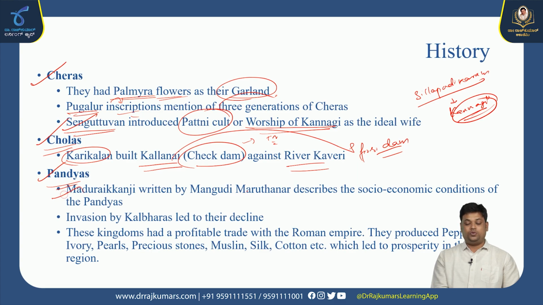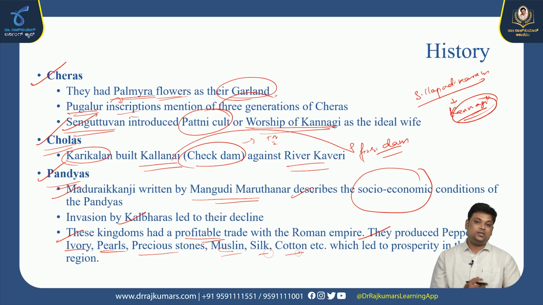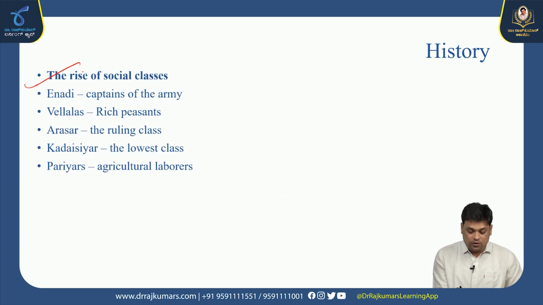Pandyas: Maduraikanchi, written by Mangudi Marudanar, gives complete detail related to the socio-economic condition of the Pandyas. There was an invasion made by the Kalabhras. That Kalabhra revolt led to the decline of whom? The Pandyas. This kingdom had profitable trade with the Roman Empire, and they produced pepper, ivory, pearl, precious stones, muslin, silk and cotton, which all brought more prosperity to that region. These Pandyas were popular personalities who contributed to the Tamil language, because all the Tamil Sangams were conducted by the Pandyas only.